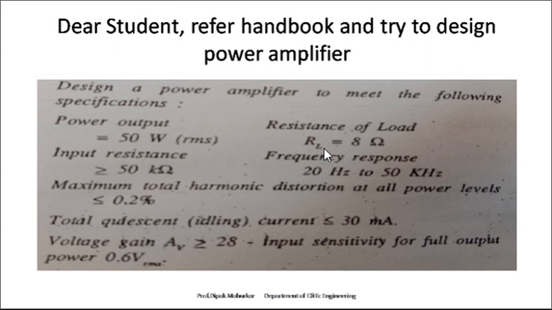Then find the VBE multiplier, then driver stage, constant current source, then selection of Q2, then current gain, then specification of Q3, input stage, input impedance, Q1, then design calculations. These are the different aspects we have to find out. And finally we can find the heat sink considerations.